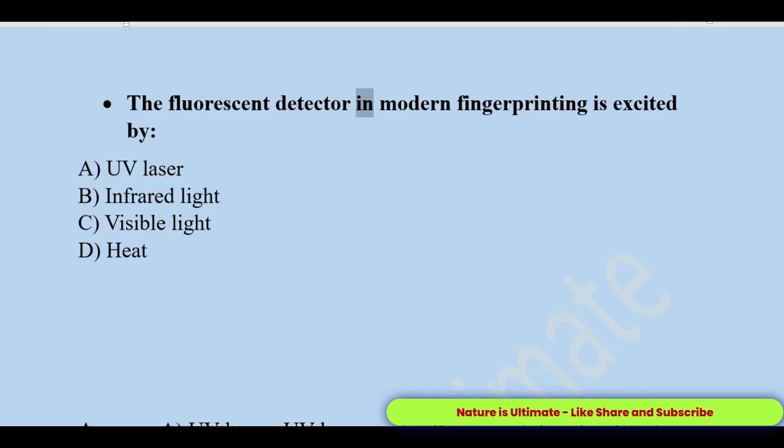The fluorescent detector in modern fingerprinting is excited by A. UV laser, B. Infrared light, C. Visible light, D. Heat.